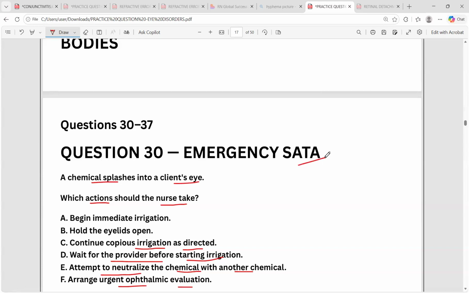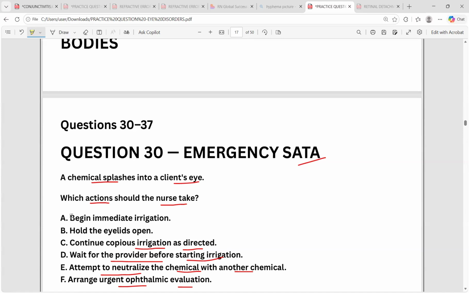Okay, it is a SATA question, and you can analyze each option, and you can tell me which answer I need to choose, which option I need to eliminate, and give me the rationale also, the explanation, why you are choosing it as right and why you are choosing it as wrong. Understood? So tell me, what is the first option? Begin immediate irrigation.